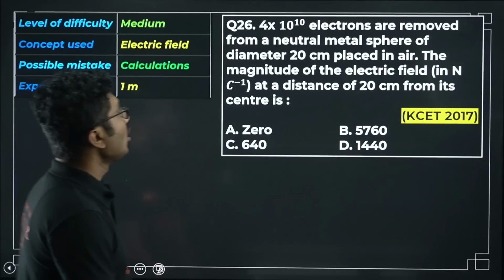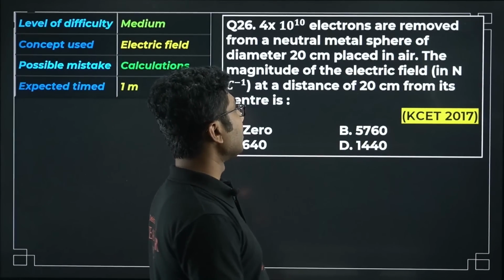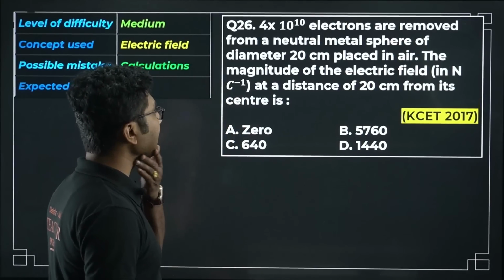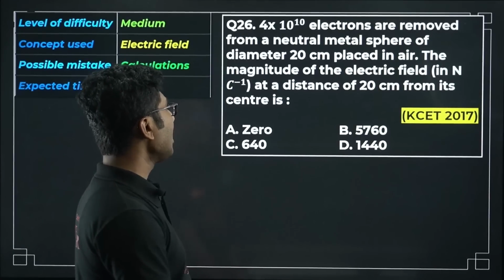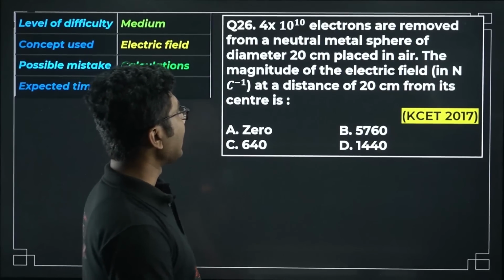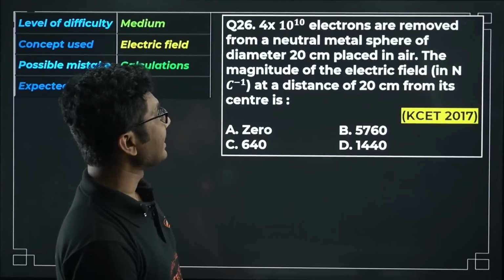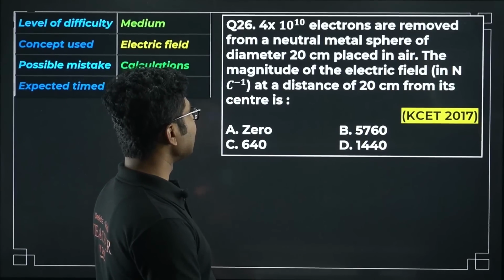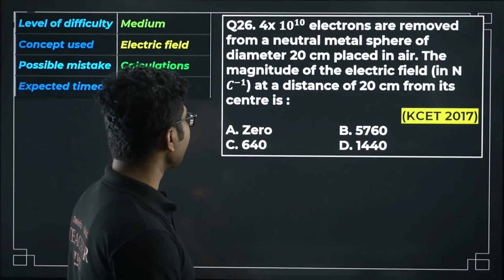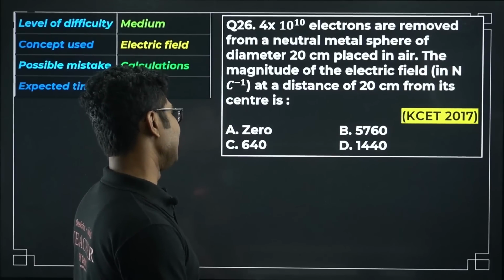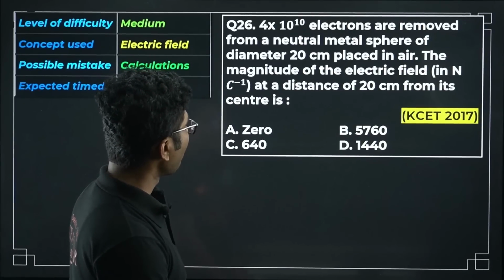Next question. 4 into 10 to the power of 10 electrons are removed from a neutral metal sphere of diameter 20 centimeter placed in air. The magnitude of the electric field in Newton per Coulomb at a distance of 20 centimeter from its center is.